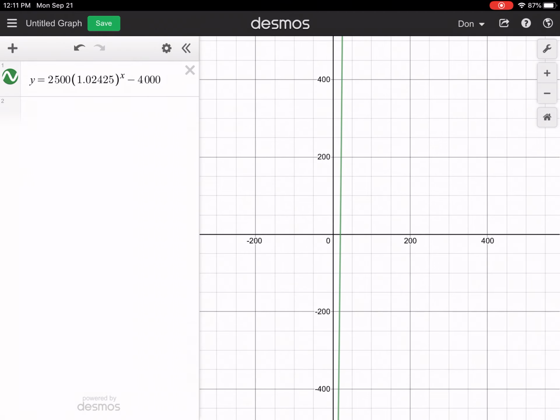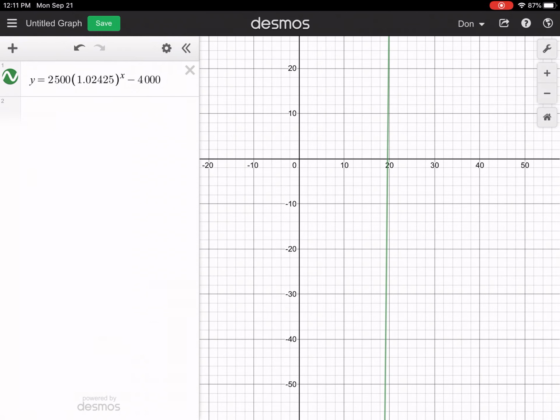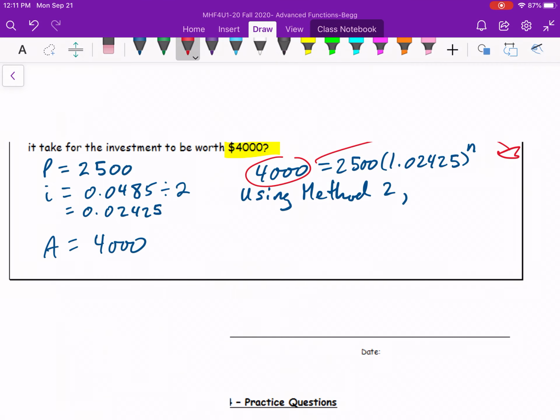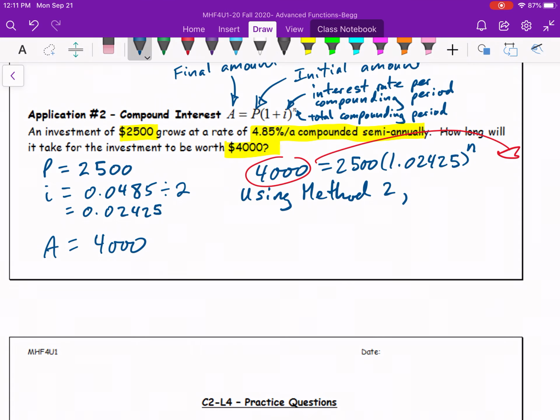It's still very close to the origin, but what I care about when I do it all as one function is what is the x-intercept. And the x-intercept in this case is 19.62. N equals 19.62.